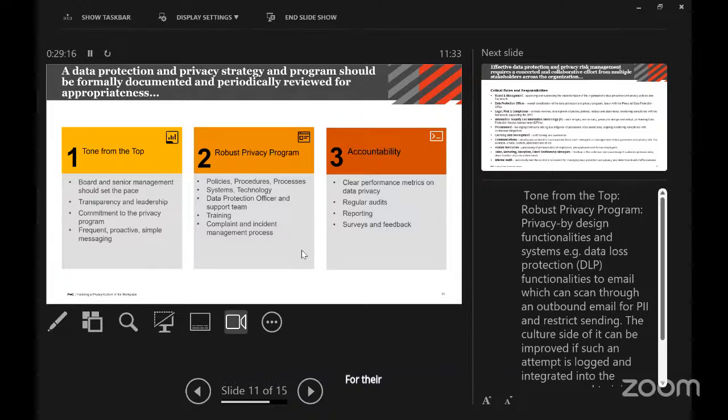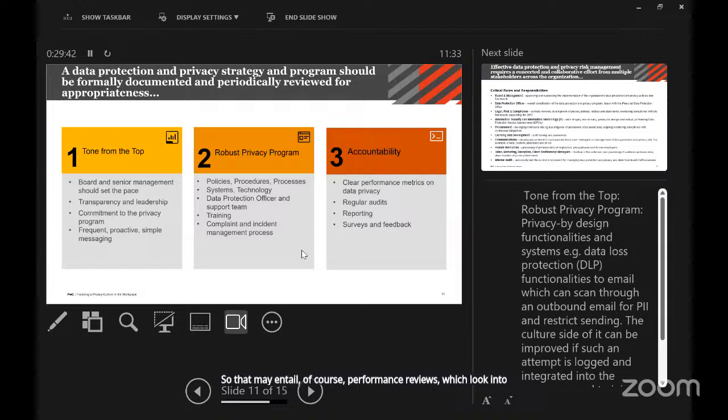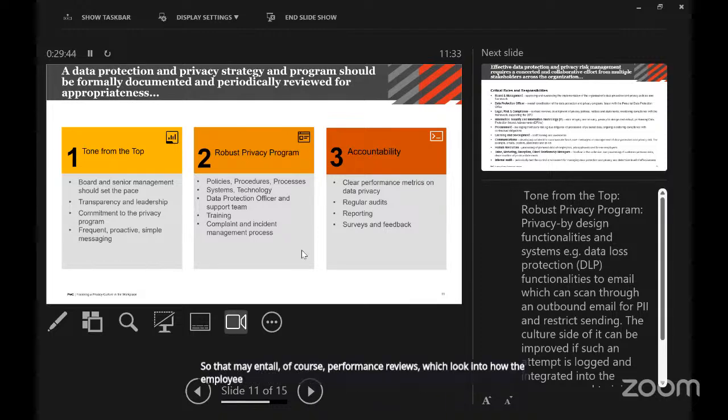So as you develop the performance metrics, as you look at the job descriptions, as well as the transactional steps that your employees go through, you need to make sure that they have a data privacy component to them, and that it's very clear how they come in, making sure that the organizational culture around privacy is protected. So that may entail, of course, performance reviews, which look into how the employee has handled the data that they are in charge of, as well as making sure that any mishaps are curbed in time.